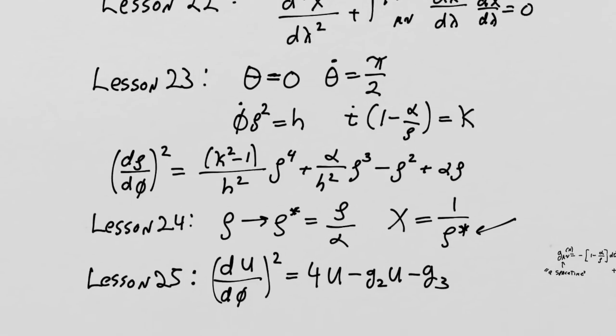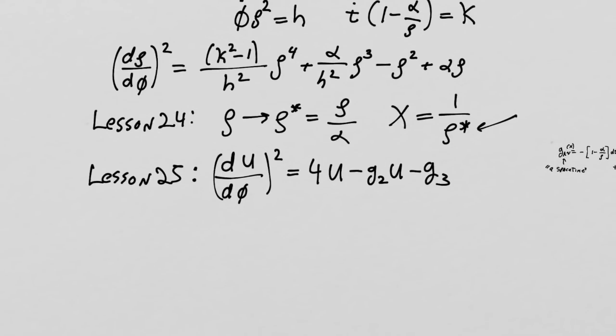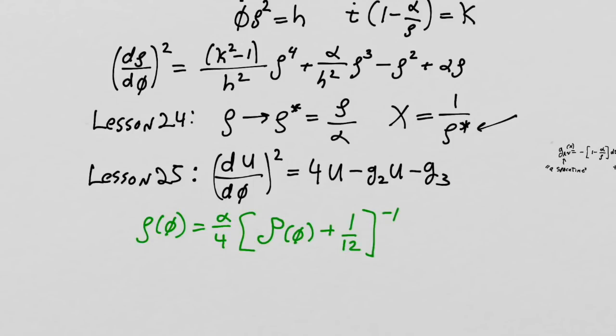And that brought us to an actual answer that allowed us to calculate the key quantity of interest, which was rho of phi, the radius anomaly expression. And that turned out to be this object. It turned out to be the Weierstrass P function, plus a 12th to the power minus 1 times alpha over 4. And that was our first attack at solving the differential equation.